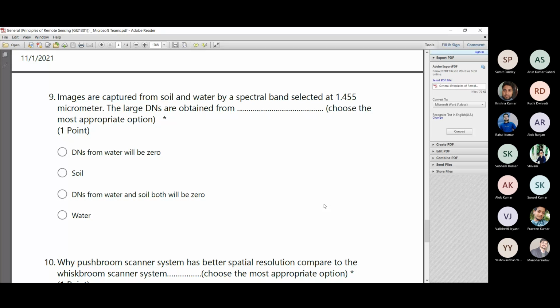So none of the energy components are reaching at the sensor. So the final DN which are generated will be zero, irrespective of the ground resolution cells, whether they belong to soil or water.